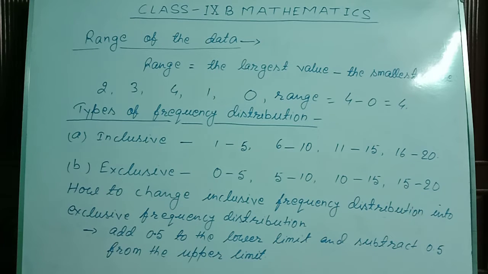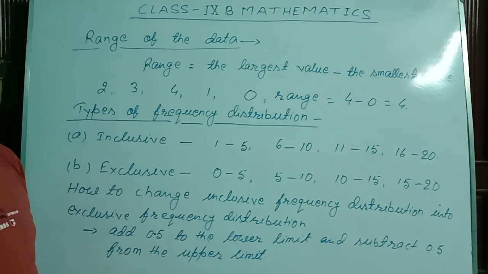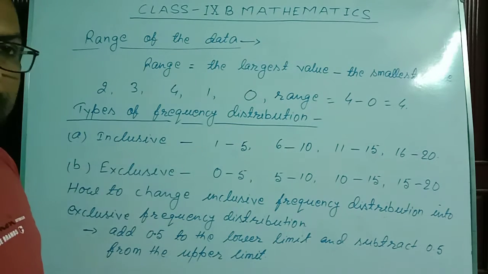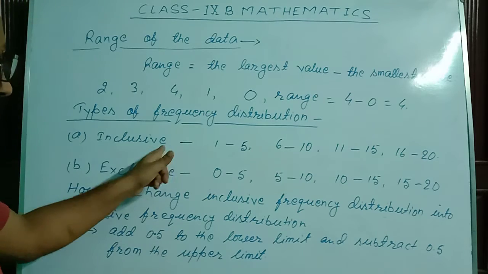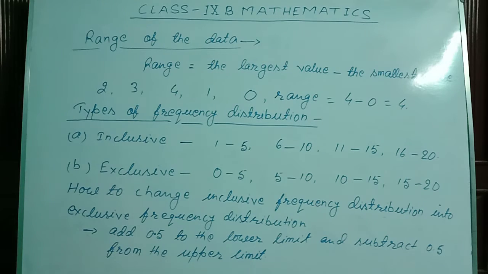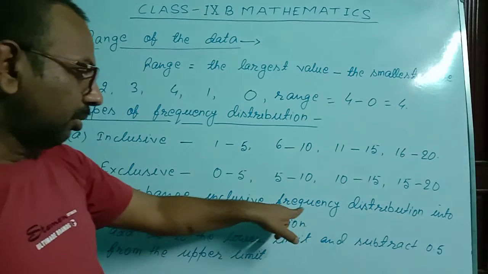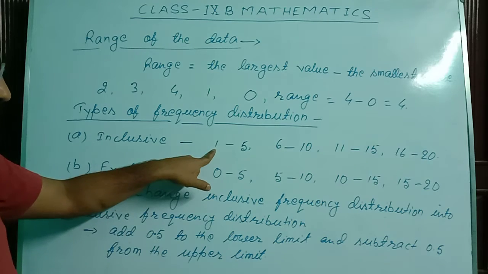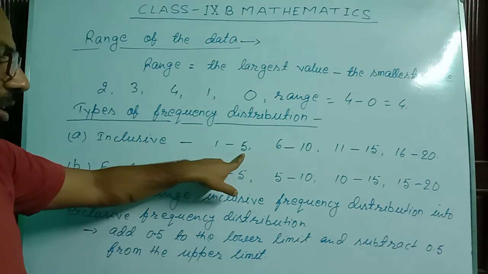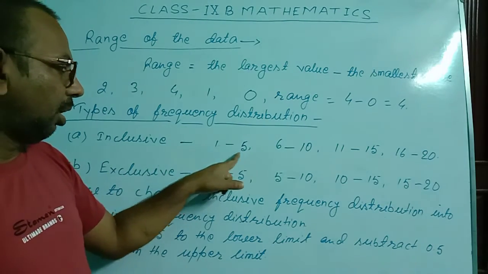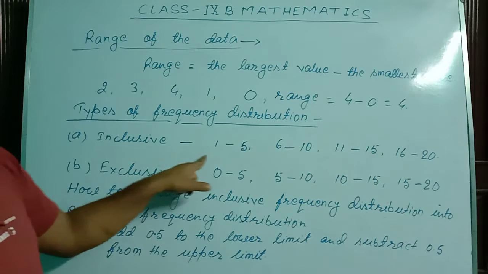Now, in calculation we need exclusive frequency distribution. For that, if an inclusive frequency distribution is given, then we will change that inclusive frequency distribution into an exclusive frequency distribution. So I have written here how to change inclusive frequency distribution into exclusive frequency distribution. The rule is we subtract 0.5 from the lower limit and we add 0.5 to the upper limit of the class intervals of the inclusive frequency distribution.